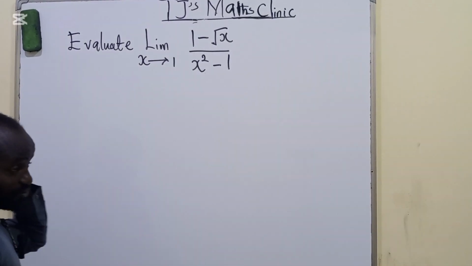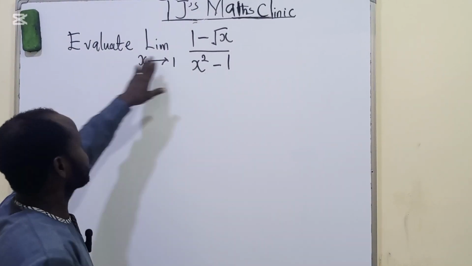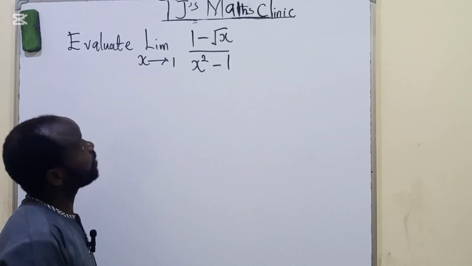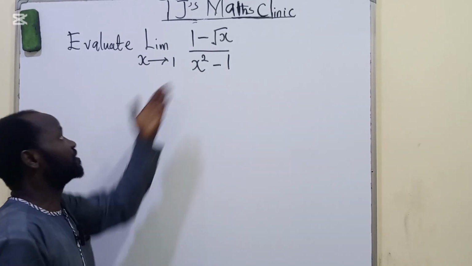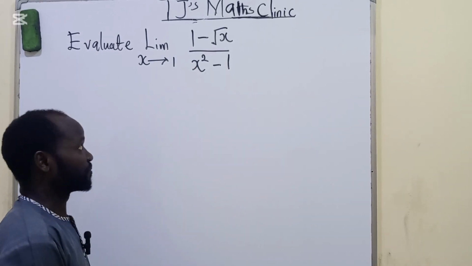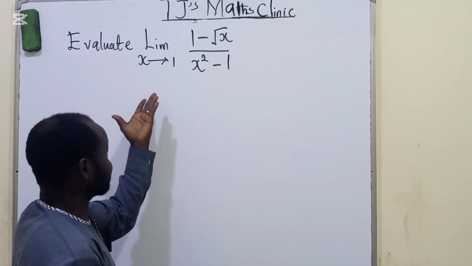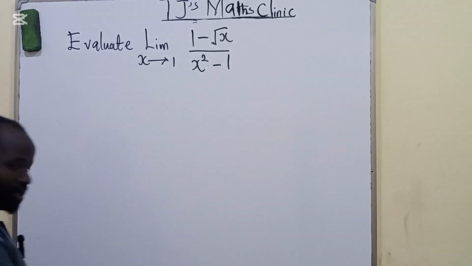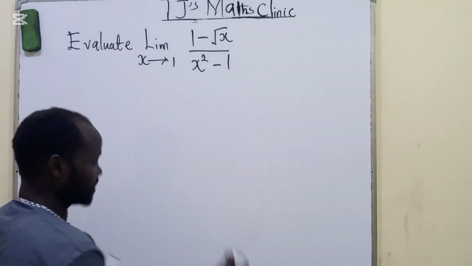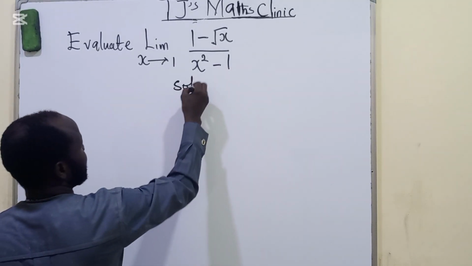Let's consider this question. We are asked to evaluate the limit as x tends to 1 of (1 minus root x) upon (x squared minus 1). This is under differential calculus, limit of a function. Let's look at how we can handle this. Let's write down the solution.